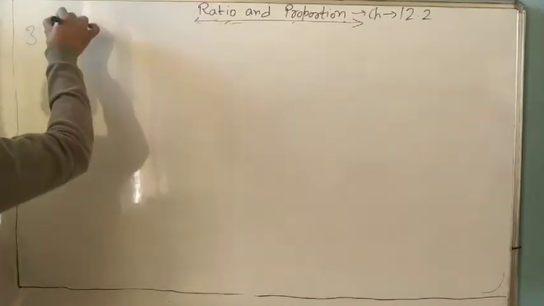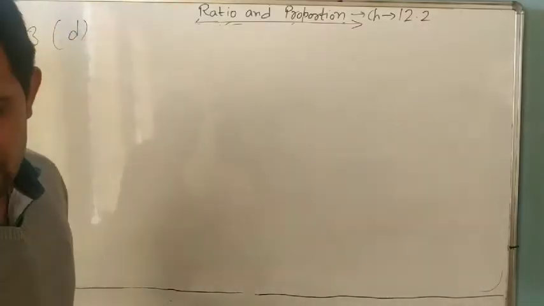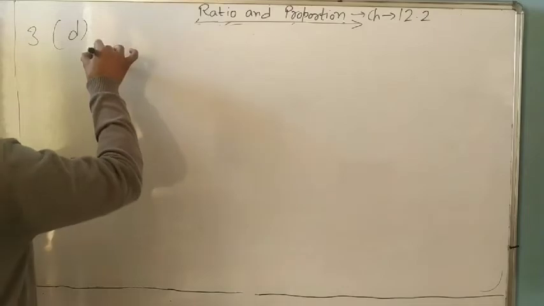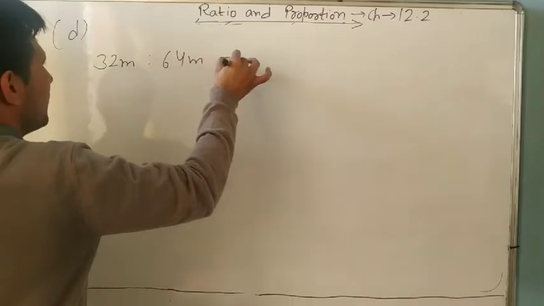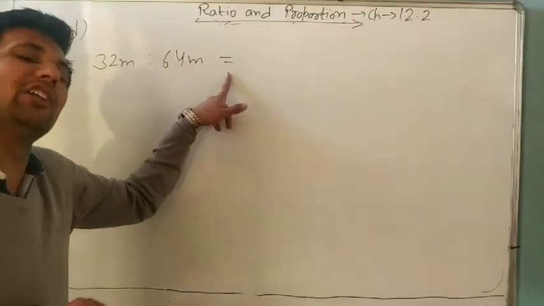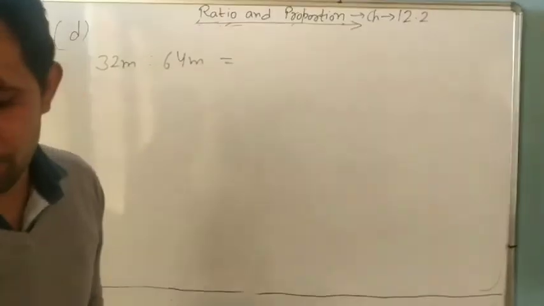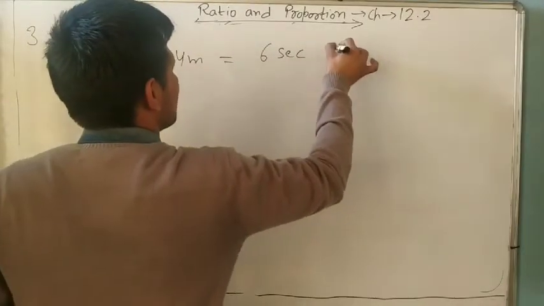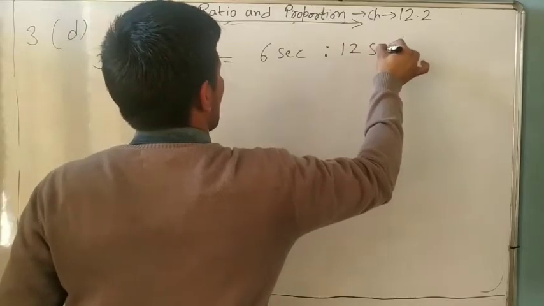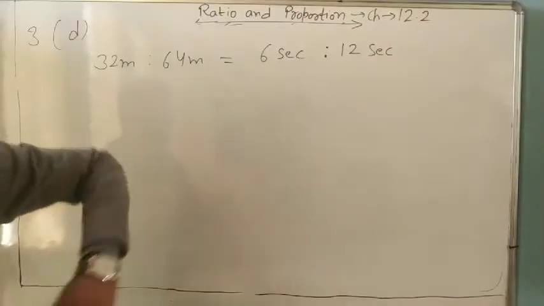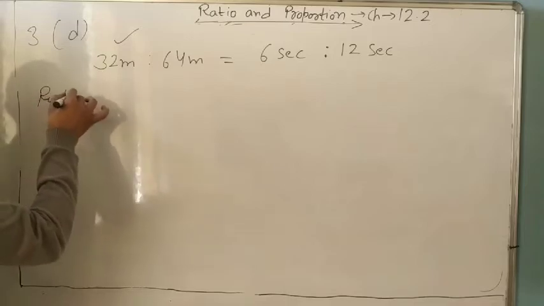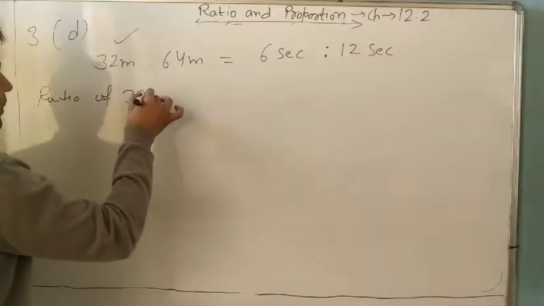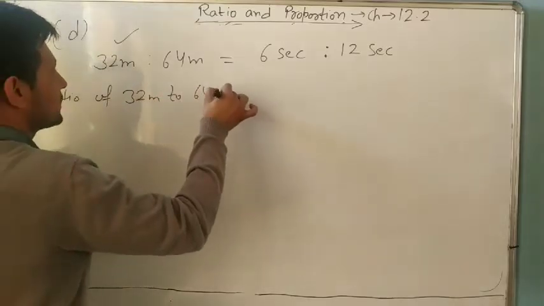Suppose D part. We are doing D part. Are the following statements true? What is given? 32 meter ratio 64 meter equal to, either you write equal or you say proportion, both are same, 6 second ratio to 12 second. We have to find whether they are true or not. So first we will find the ratios of this one, ratio of 32 meter to 64 meter.